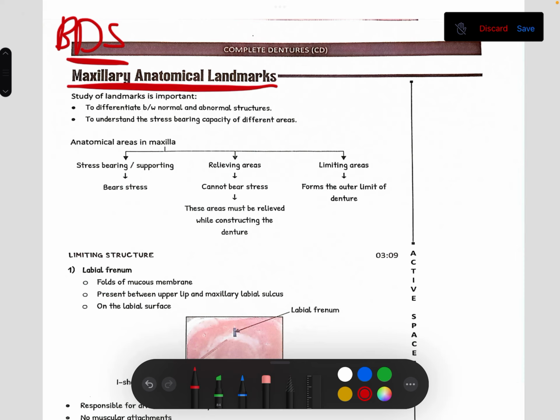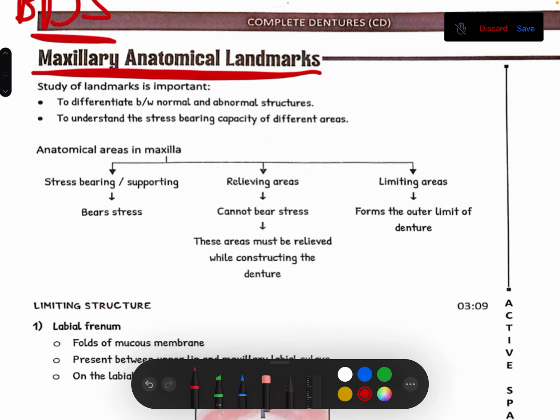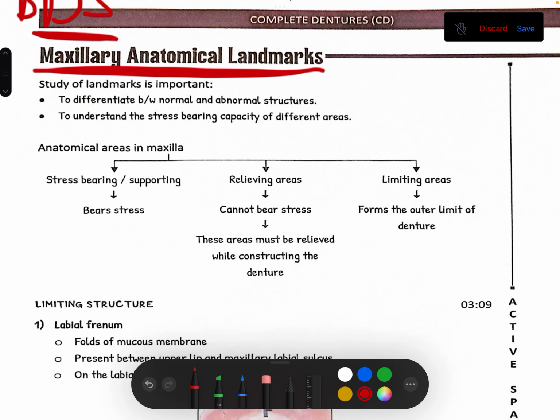सबसे पहले हम anatomical landmarks पढ़ते हैं जो कि बहुत ज़्यादा important है हमारे वाइवा के लिए भी. Now, study of landmarks is very important. Why? So that we can differentiate between normal and abnormal structures to understand the stress bearing capacity of different areas.